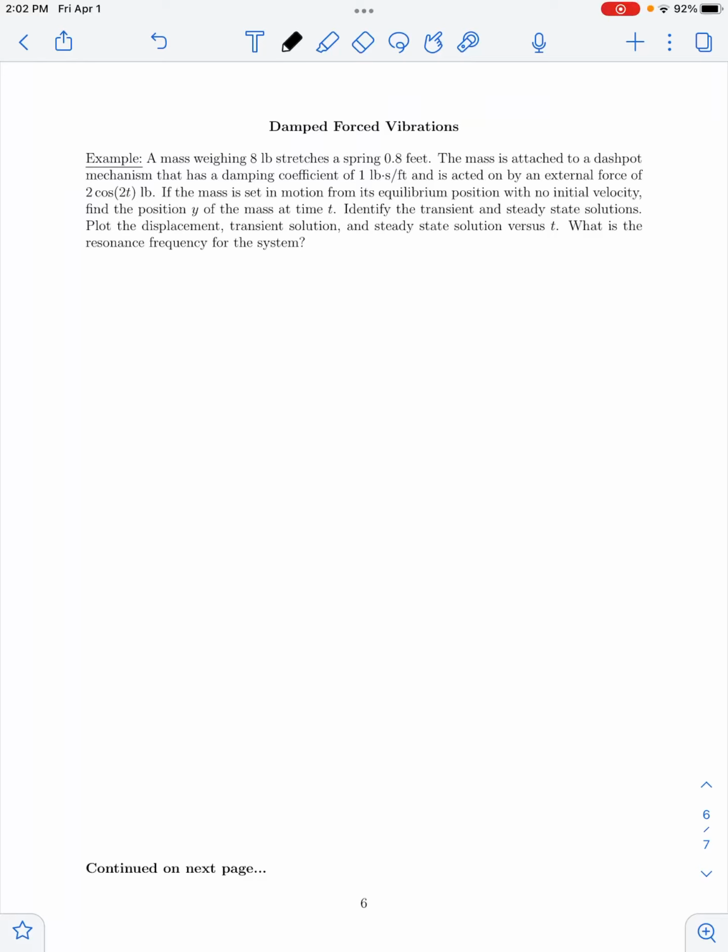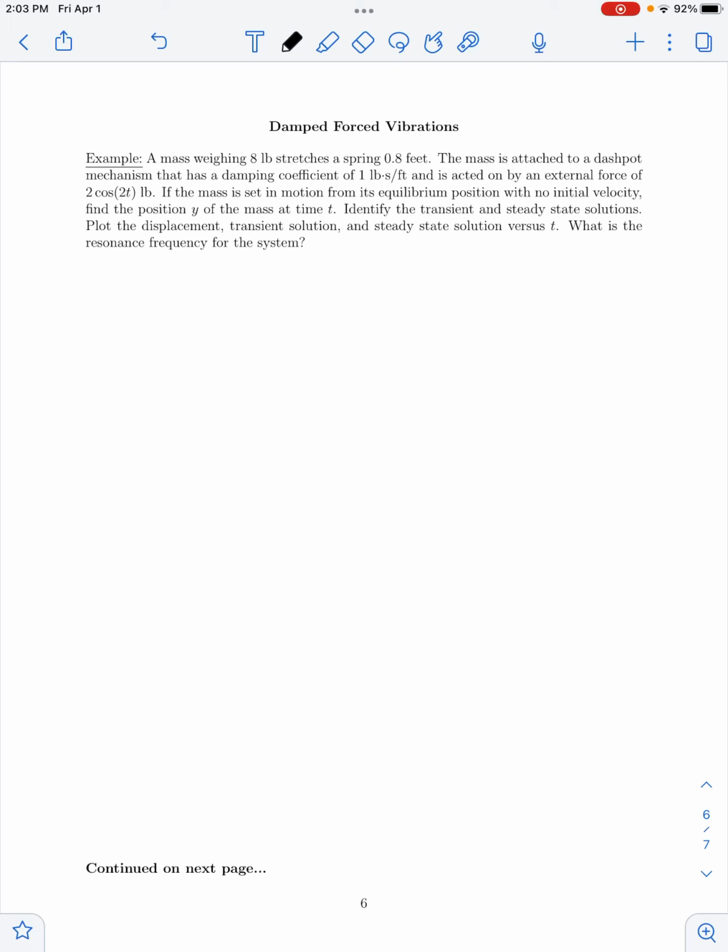Okay, in this lecture we're going to conclude our section 3.8 material on forced vibrations, or modeling a mass spring system which has some sort of external force being applied. Now in the previous lecture we were considering the case of undamped forced vibrations. So now we'll move on to the case of damped forced vibrations. And let's consider an example of this.